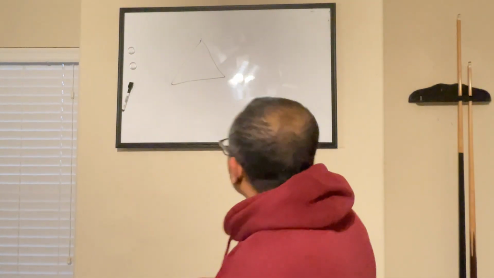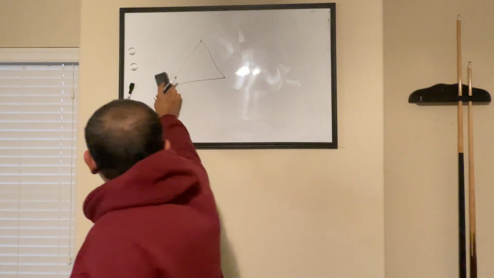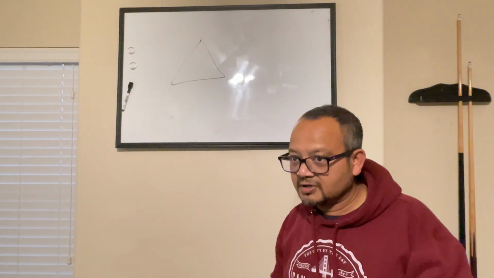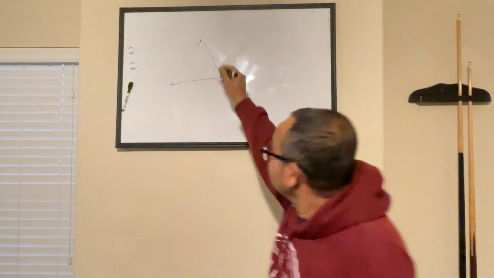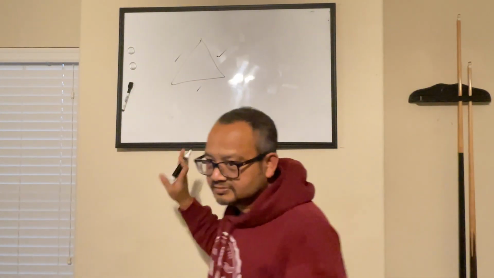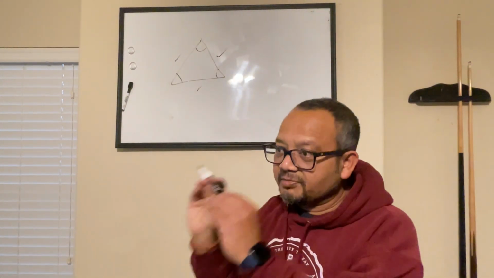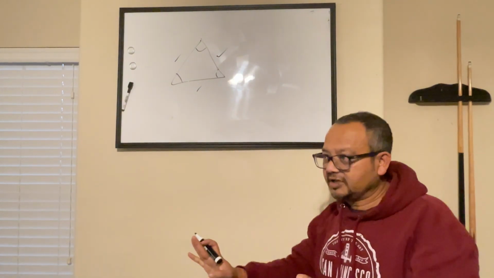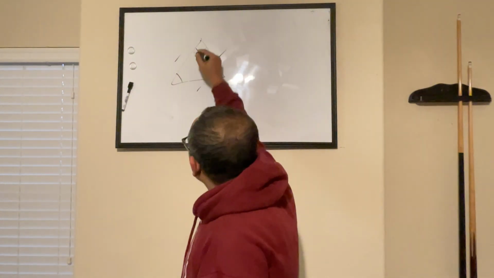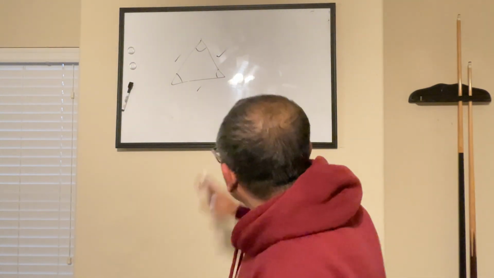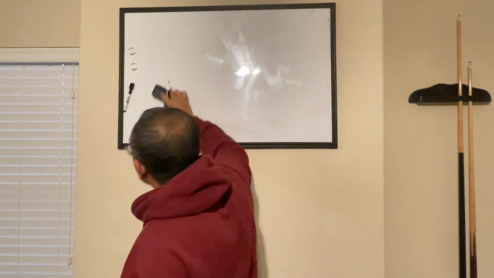So now, before we go that far, let's quickly look at the basic properties of a triangle. A triangle is a polygon with three sides. One side, two sides, three sides. And three angles also. So this is the basic property of any triangle. It will have three sides and three angles. Okay. Clear?